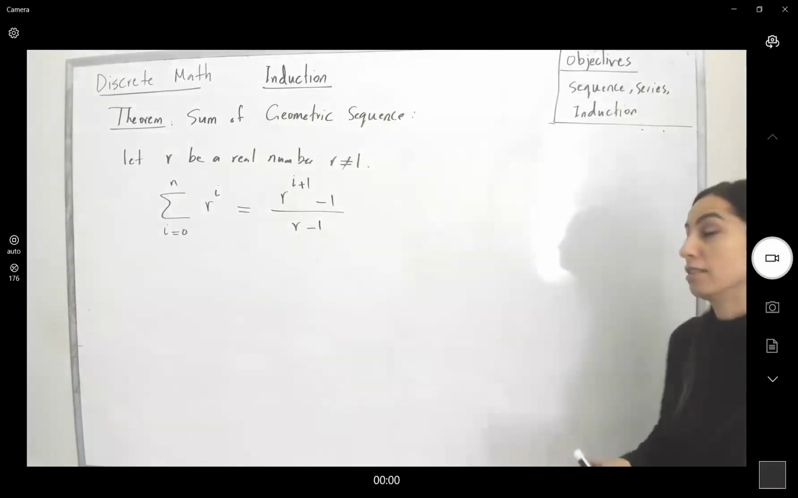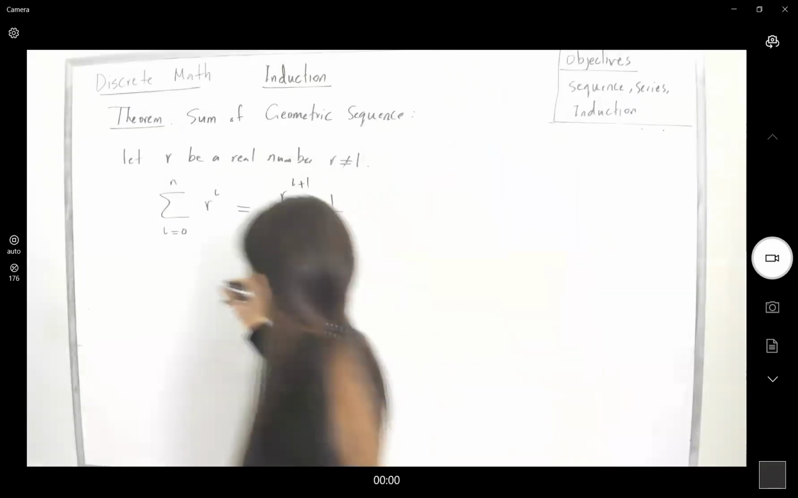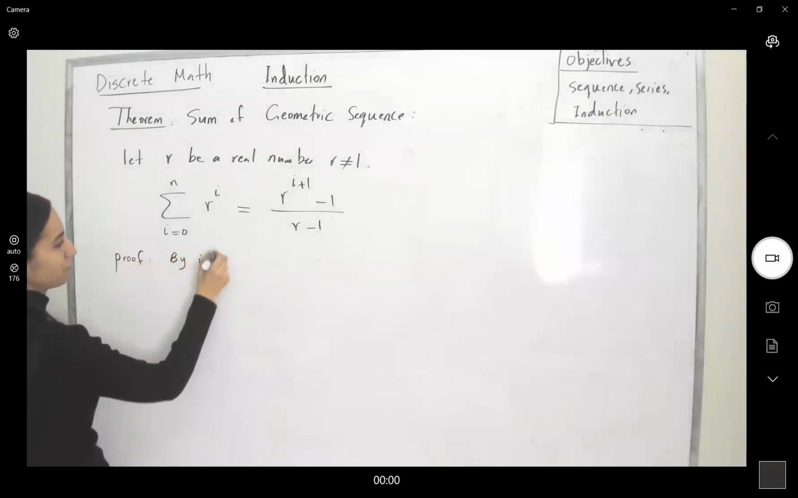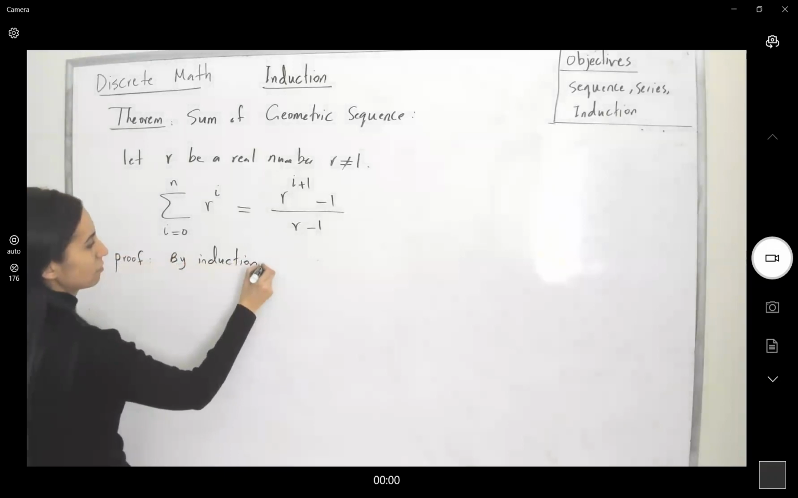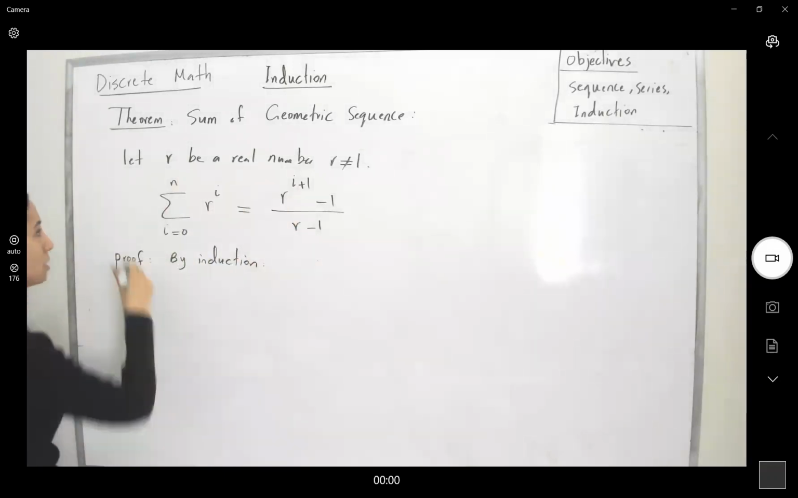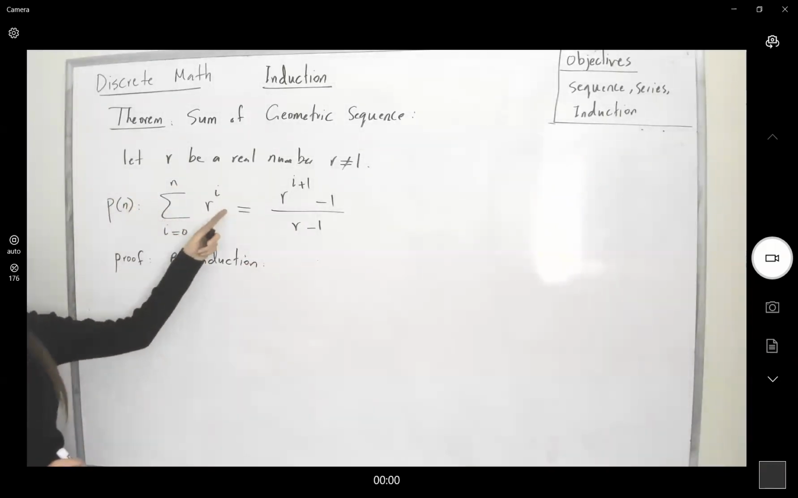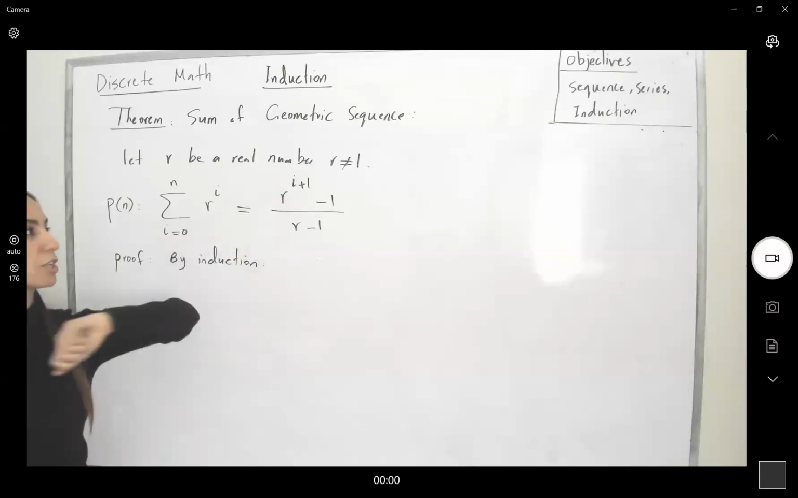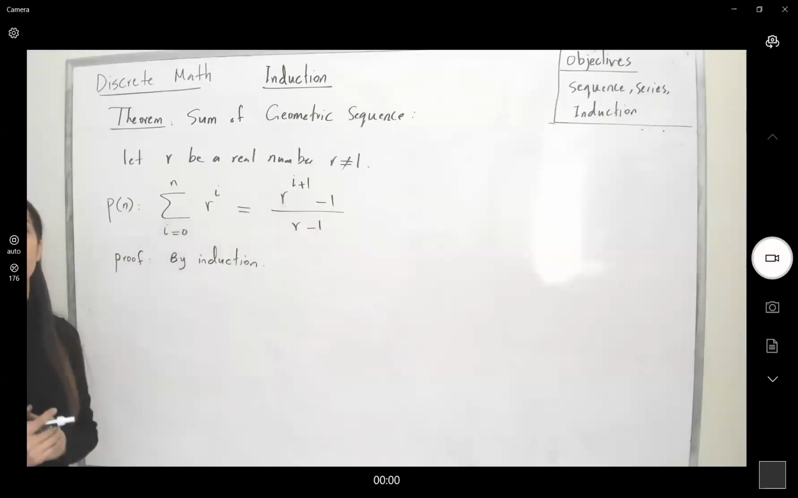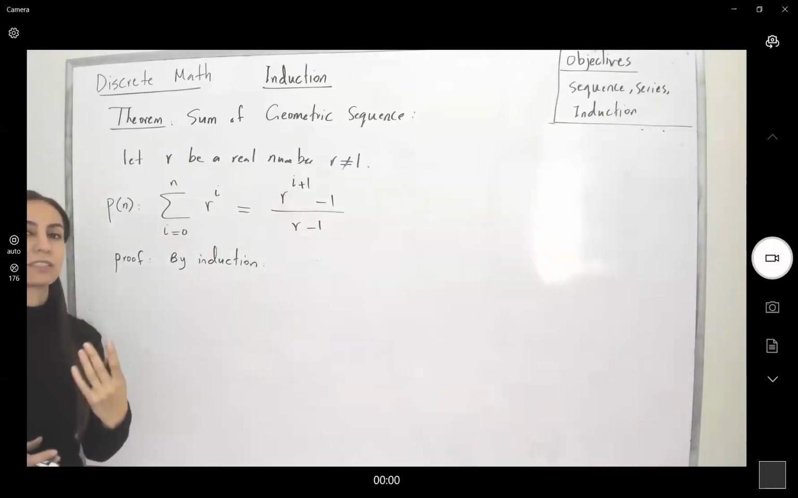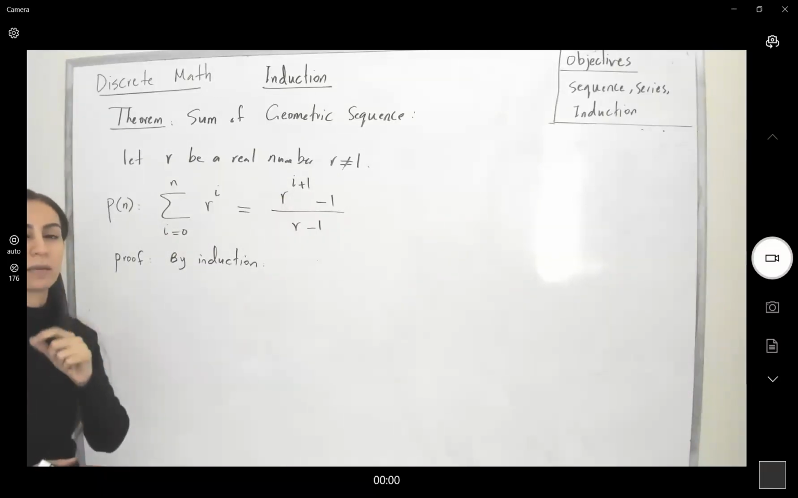So, proof by induction. Suppose this is your statement P(n). It says the sum of r to the i is equal to r to the n plus 1 minus 1 divided by r minus 1. By induction, our very first step is to check to see if the base step is true or not.